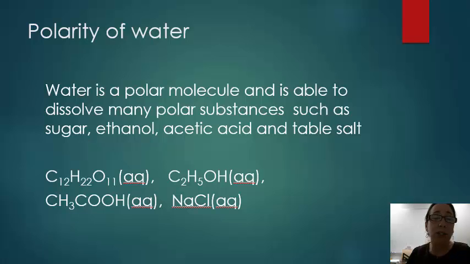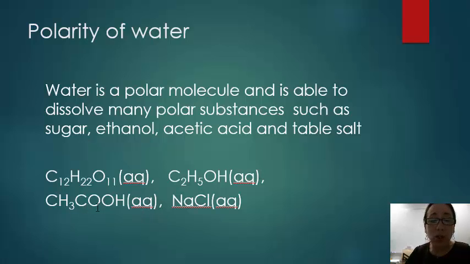You may recall that water is a very polar molecule and it's able to dissolve many other polar substances. For example, sugar, and there are dozens of types of sugar, but this is table sugar, C12H22O11, and when it's dissolved in water, we would write it in this form. And this is ethyl alcohol, otherwise known as ethanol, C2H5OH(aq). When it's dissolved in water, this is how we would write it.